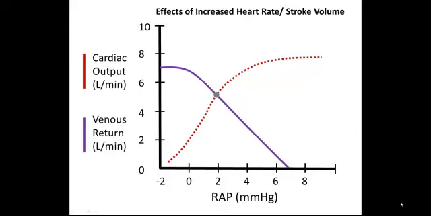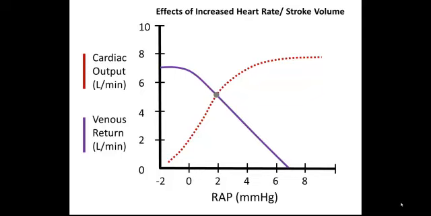I'm going to talk about the role of right atrial pressure in maintaining a steady state condition where the cardiac output is balanced by the venous return of the heart. The relationship depicted on this graph essentially says that the rate at which blood is leaving the heart has to be balanced by the rate at which it's returning under steady state conditions.